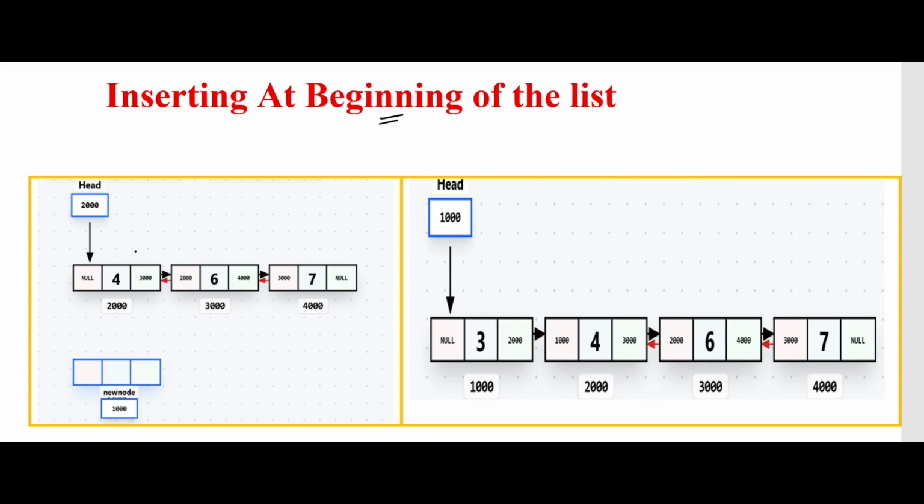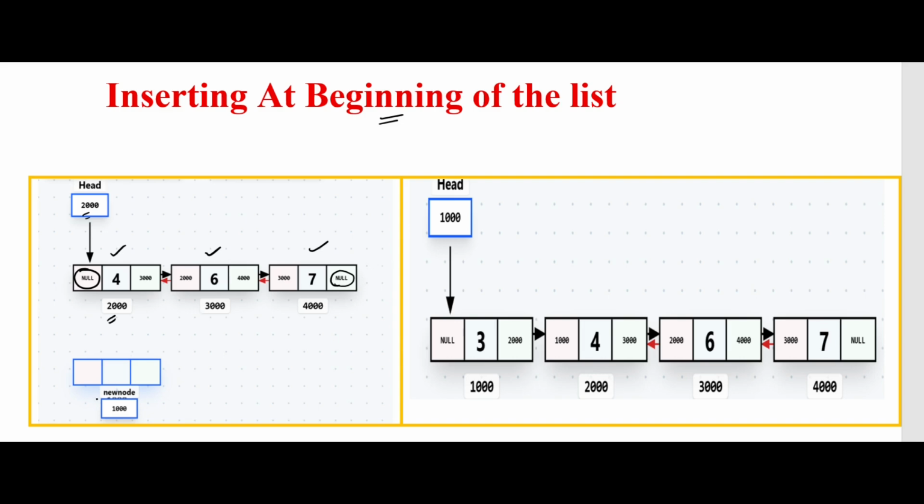This is the list already existing: 4, 6 and 7, and the addresses are given here. Head contains the address of the first node, that is 2000. For the head node, its previous will be null because before that we do not have any node, and the last node's next is always null, because after this no node is present.